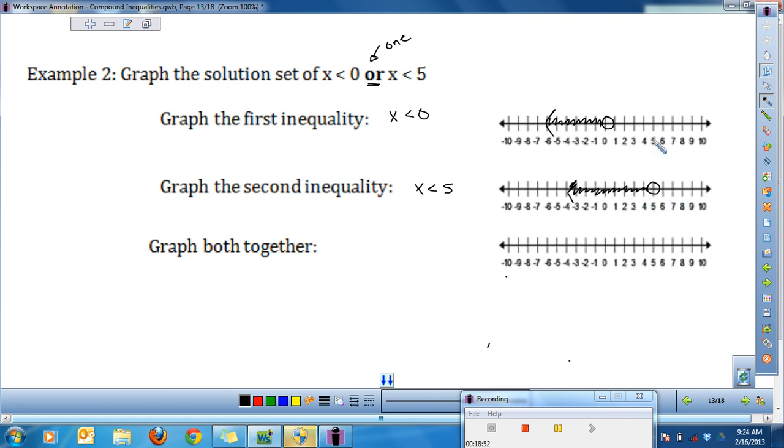Remember that these are going to overlap, right? Now, it's okay that these overlap. It's an OR statement, meaning that as long as it works for one, it works for both. We are actually going to shade a lot of this graph. We're going to draw an open circle at 5, and then we're going to shade everything over here to the left. Everything over here to the left. Now, if the number falls here, it'll work as a solution. If the number falls over here, it'll work as a solution.